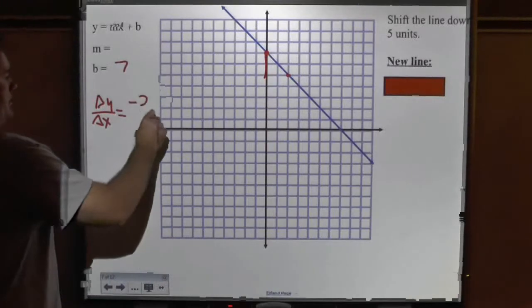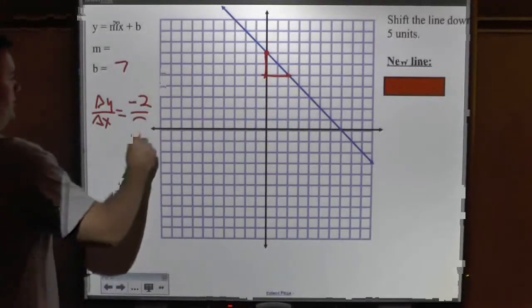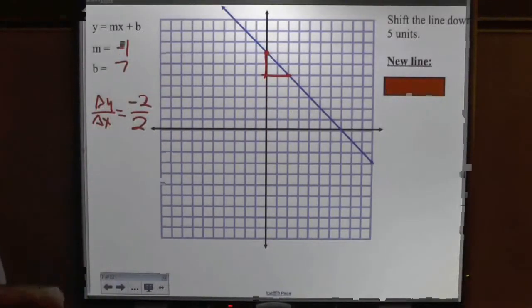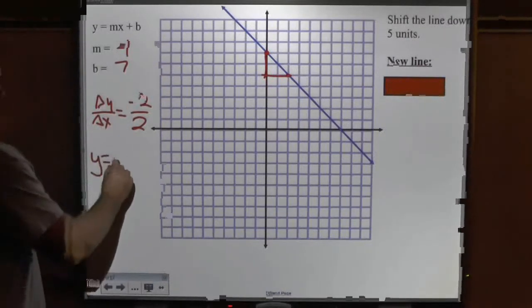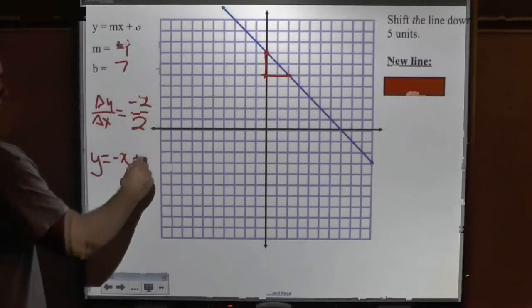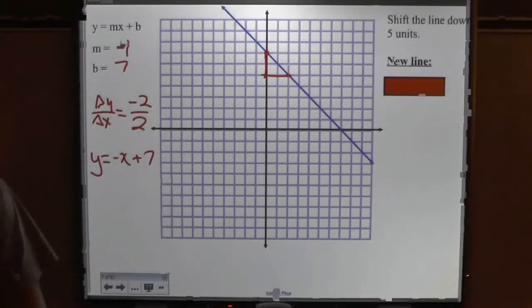I go down 2 units, so that's a -2. To the right 2, that's -2 over 2, which is -1. So at this point, y is equal to -1x plus 7. So that's the equation of that line.